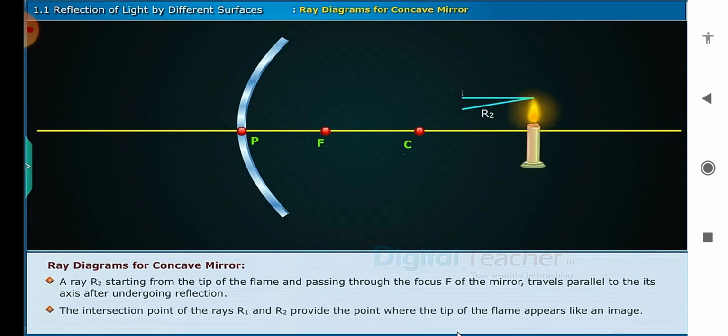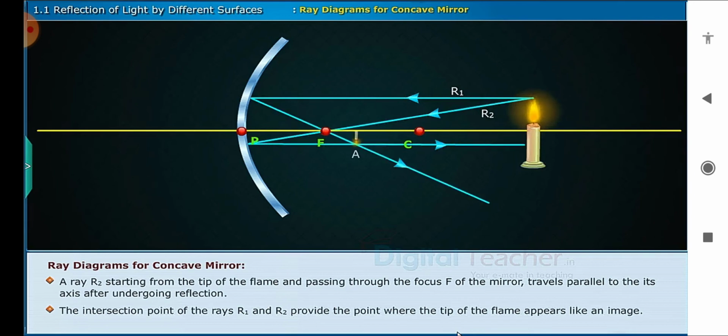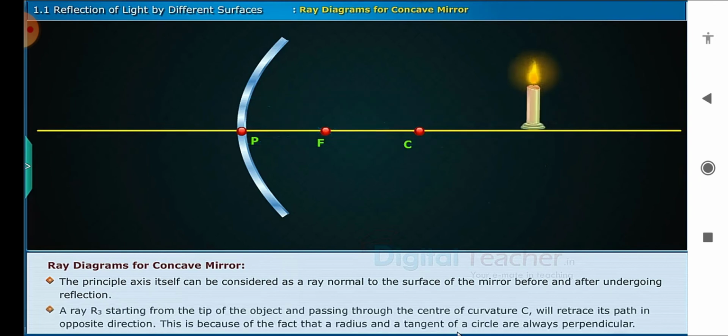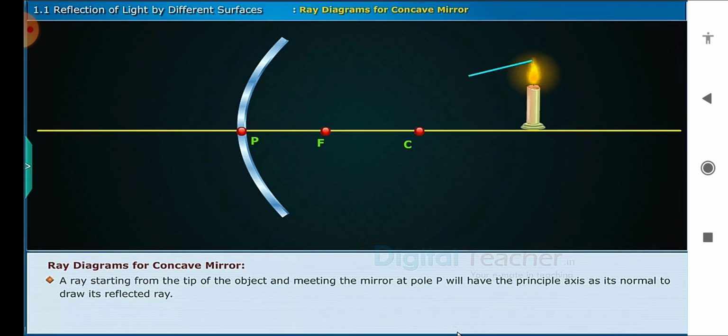The intersection point of the rays R1 and R2 provide the point where the tip of the flame appears like an image. The principal axis itself can be considered as a ray normal to the surface of the mirror before and after undergoing reflection. A ray R3 starting from the tip of the object and passing through the center of curvature C will retrace its path in the opposite direction. This is because of the fact that a radius and a tangent of a circle are always perpendicular. A ray starting from the tip of the object and meeting the mirror at pole P will have the principal axis as its normal to draw its reflected ray.